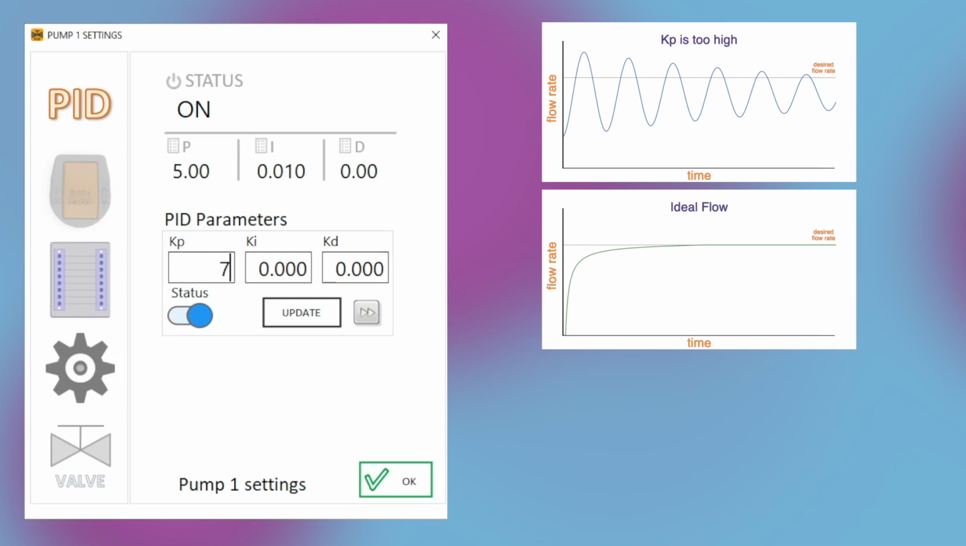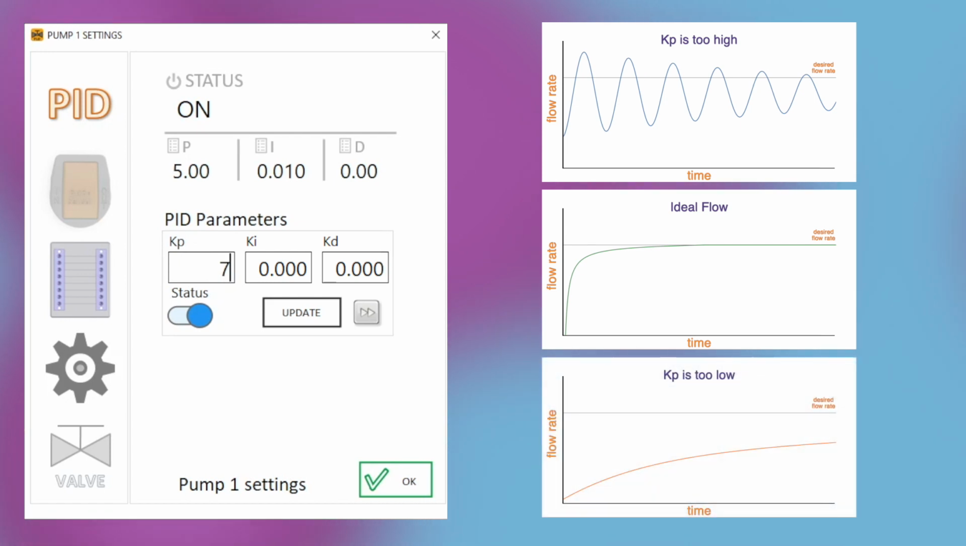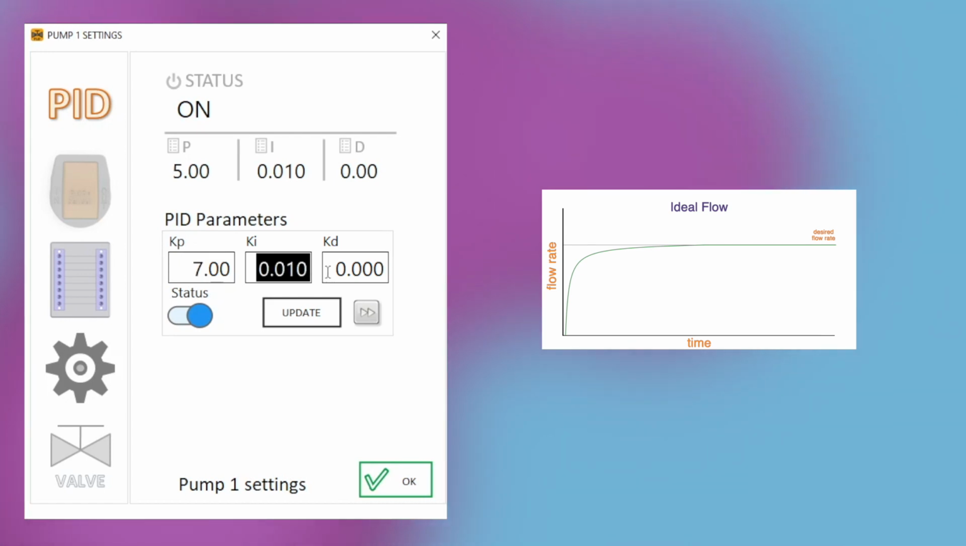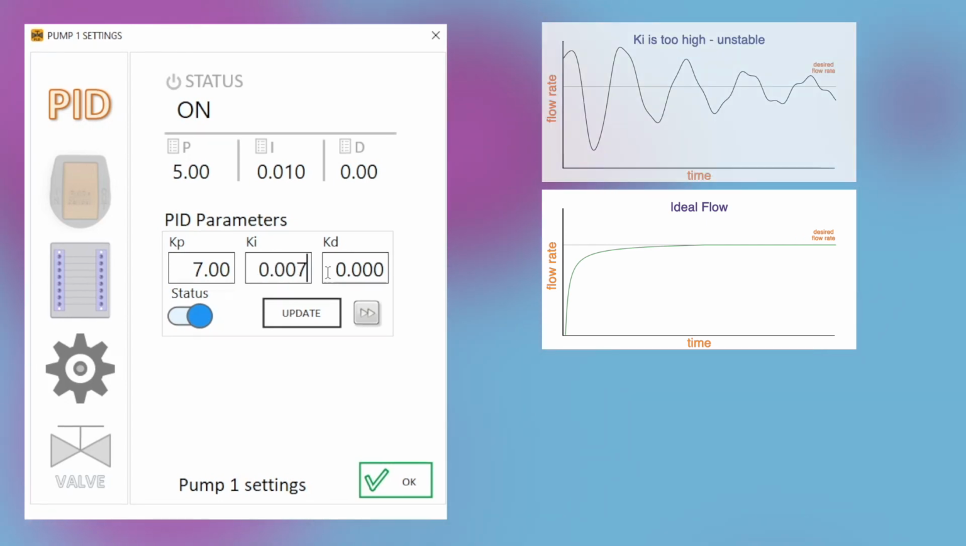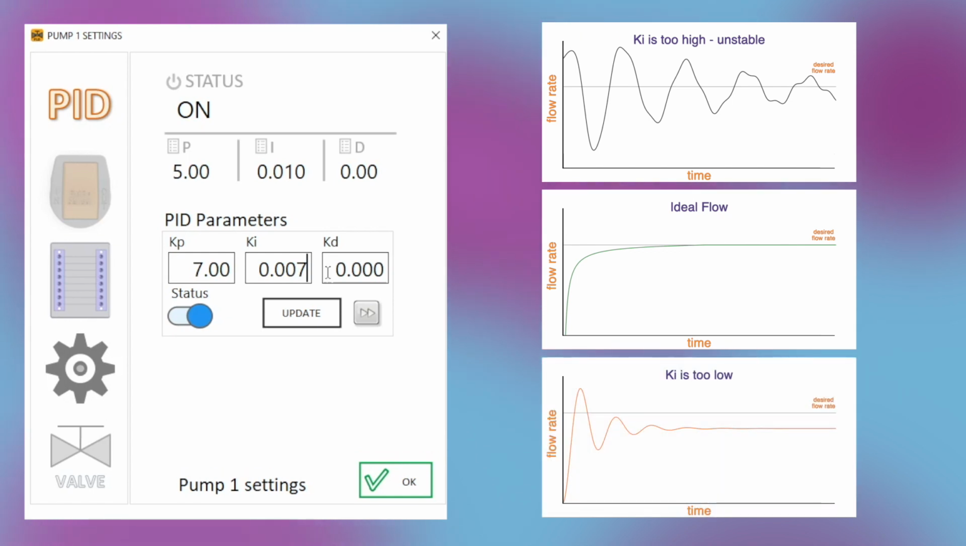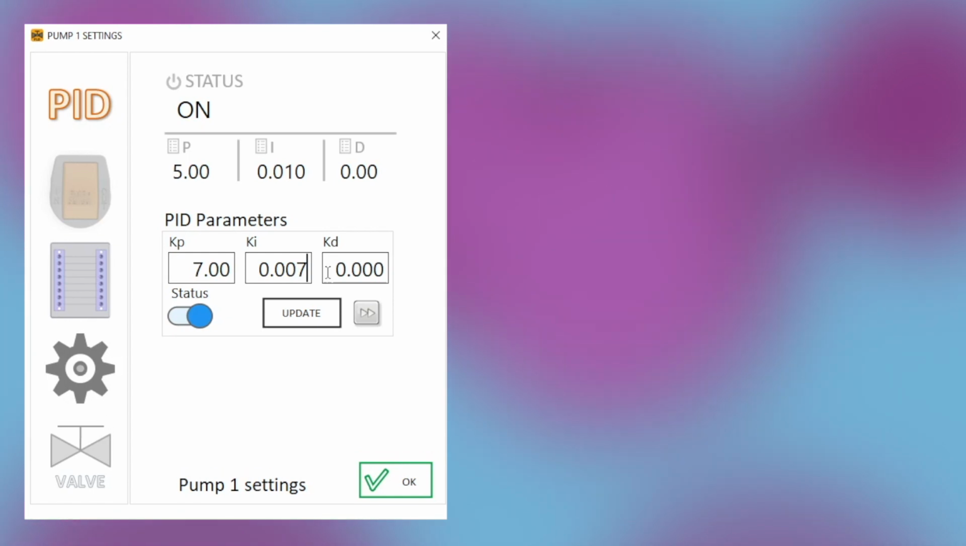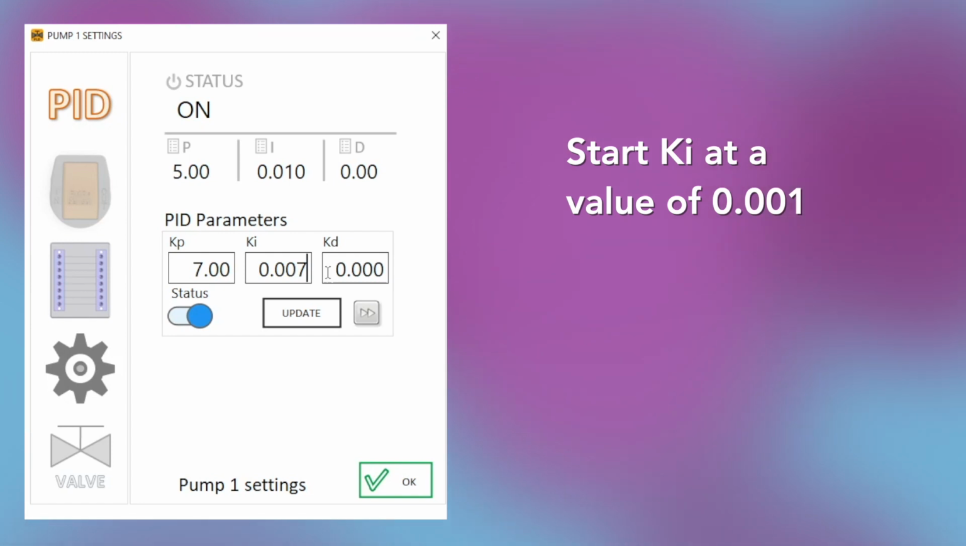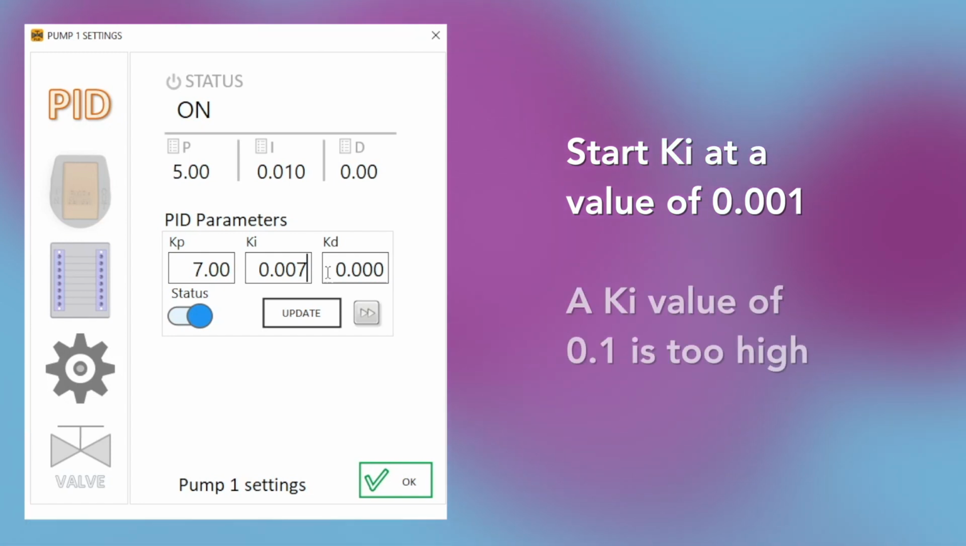If the Kp value is too high, your flow rate will start oscillating. Next, gradually increase Ki in order to minimize the steady state error. The ideal Ki value is between 0 and 1, but it's quite sensitive and can cause the system to oscillate at high values. So it's best to start at a value of 0.001. A value of 0.1 is likely too high and will probably cause the system to become unstable.